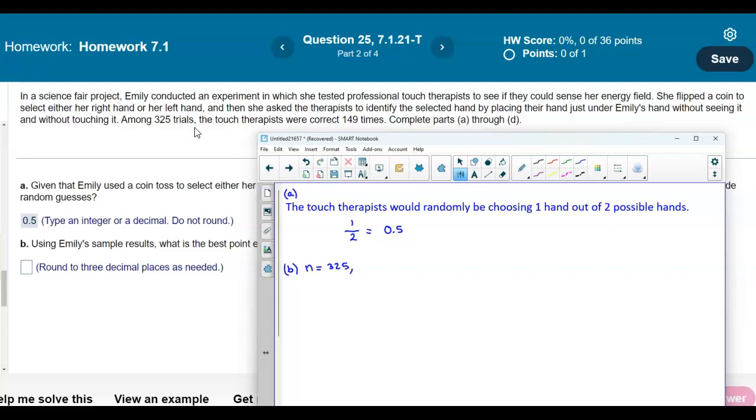Okay, and then how many successes were there? Well, they were correct 149 times, so x is going to equal 149. So remember that the point estimate is equal to x over n. And so we're going to take 149 and then divide that by 325, and then we're going to round that to 3 decimal places as it's stated here. So let's go ahead and do that.